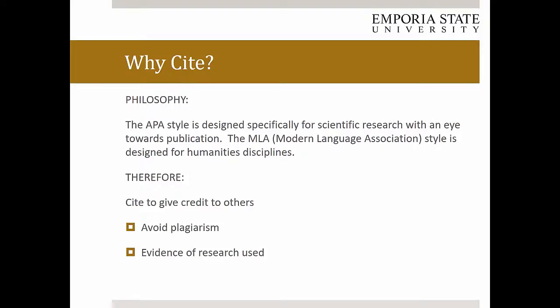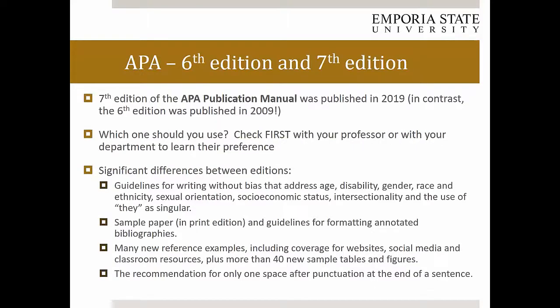APA style was designed for scientific research, while MLA, another form of citation that you might be used to, is primarily designed for humanities disciplines. There is a new edition of APA that was released in 2019. Prior to this update, citations were being created based on tools and techniques from 2009, over 10 years ago.